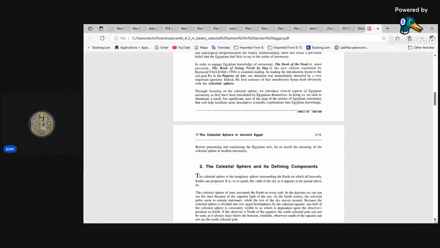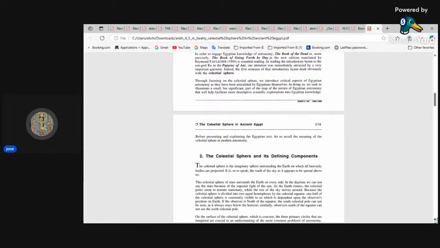Our attention was immediately attracted by a very important question indeed. The first sentence of the introductory hymn dealt obviously with the celestial sphere. Though focusing on the celestial sphere, we introduce critical aspects of Egyptian astronomy as they have been attributed by the Egyptians themselves. In doing so, we seek to illuminate the small but significant part of the map of the terrain of Egyptian astronomy that will help facilitate more descriptive scientific exploration into Egyptian knowledge.